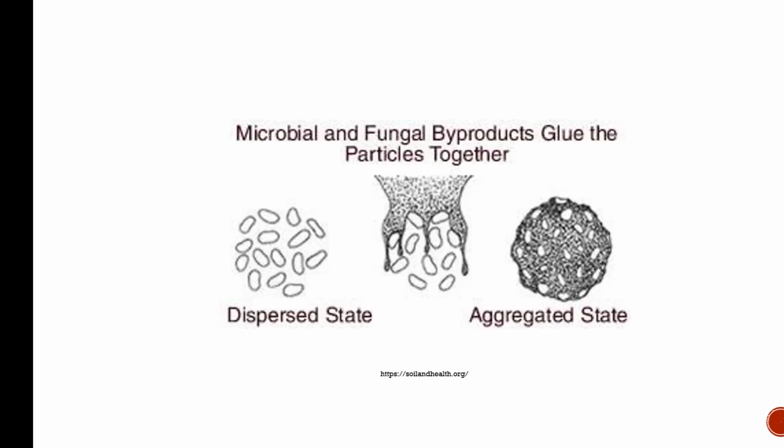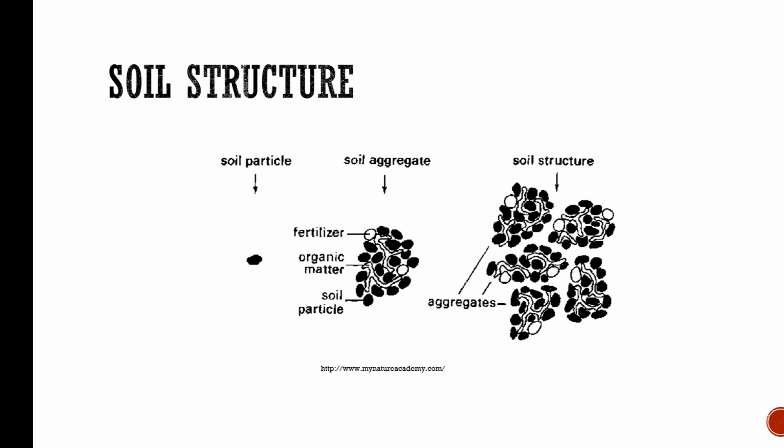Okay, so as I mentioned, microbial and fungal byproducts glue the particles together. On the left-hand side, we've got our dispersed state. Here is that glue, and then you've got an aggregated state. So here's another look at it. We've got a soil particle, we've got a soil aggregate, and then finally you've got aggregates that become soil structure.